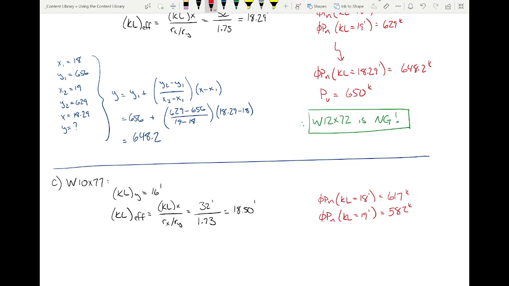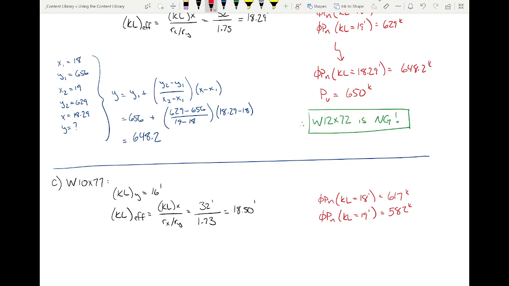So PU is 650 kips, right? This is the number I want burned into your head for this problem. This is how much force the column needs to withstand. I don't care what linear interpolation yields. It doesn't matter if this is a nice, pretty number or not. It's somewhere between here. What's it going to be, like low 600s, like 590, something like that?